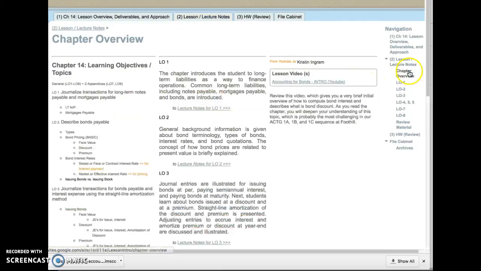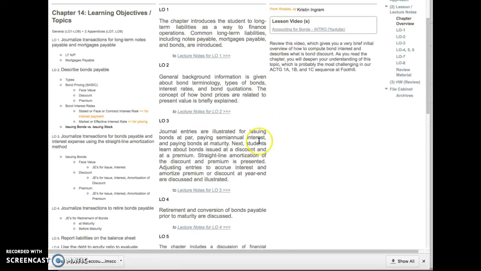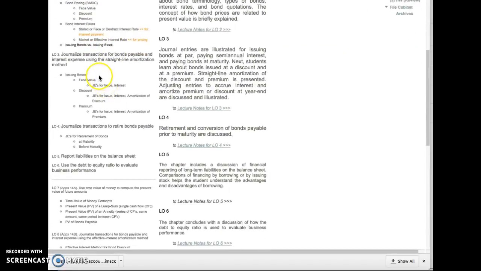this chapter. Here's my chapter overview, and as usual, you have a detailed outline of the learning objectives. Notice again that LO1 is long-term notes payable and mortgages. LO2 is all about the accounting for bonds, starting with a general description of what they are. Down here you have the actual journal entries for issuing bonds at either face value, discount, or premium.